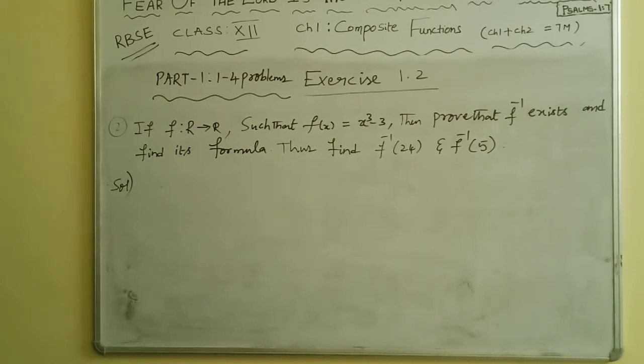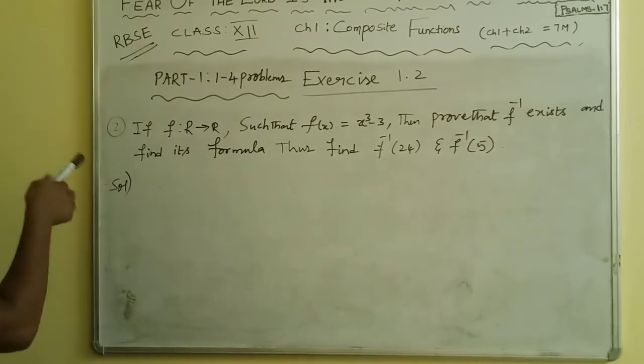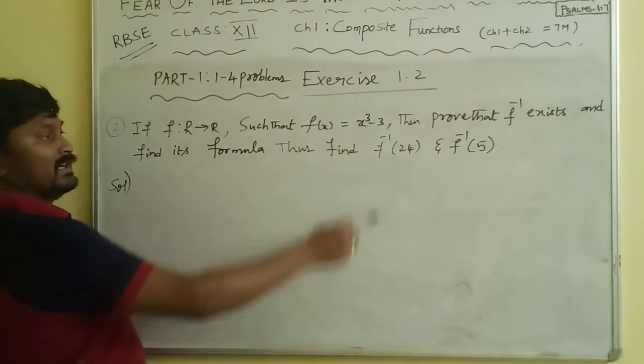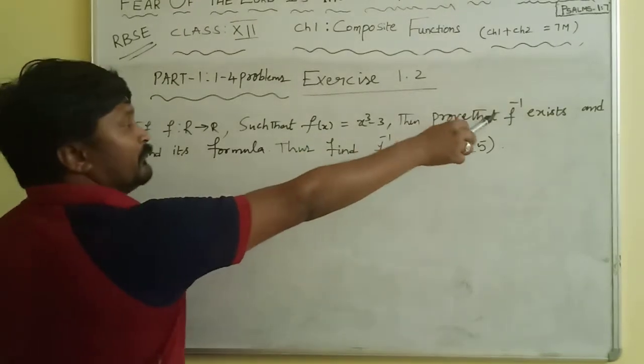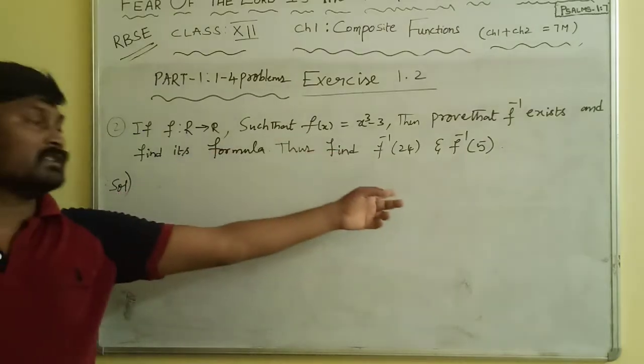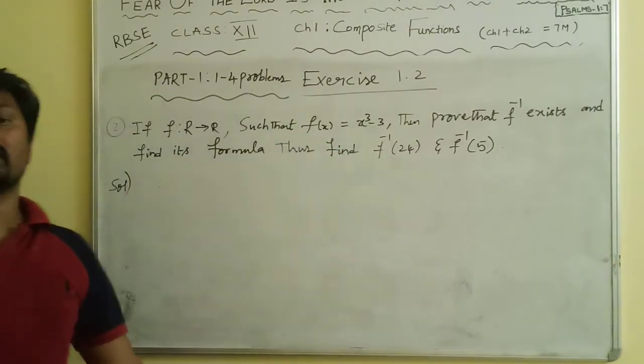Alright, let's move on to the second. If f maps R to R such that f of x is equal to x cubed minus 3, then prove that f inverse exists and find its formula. Thus find f inverse of 24 and f inverse of 5.